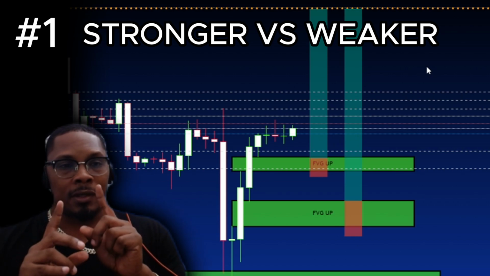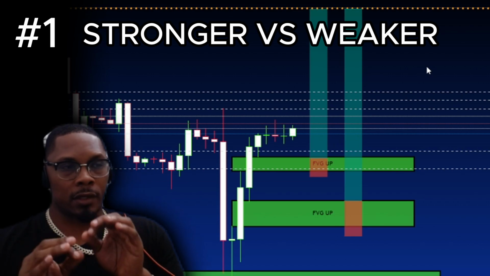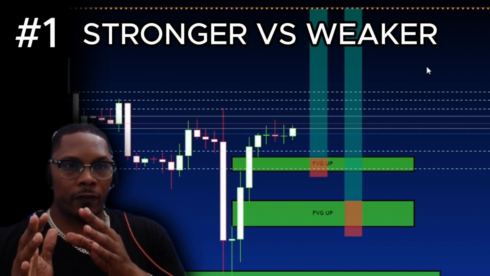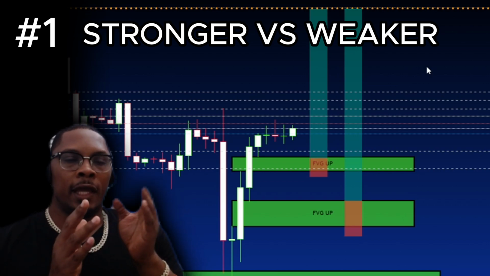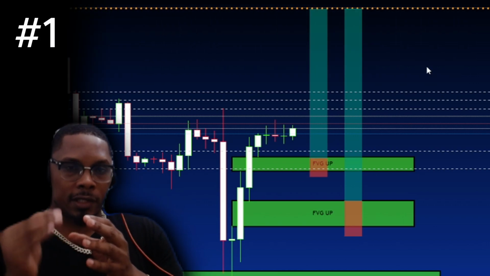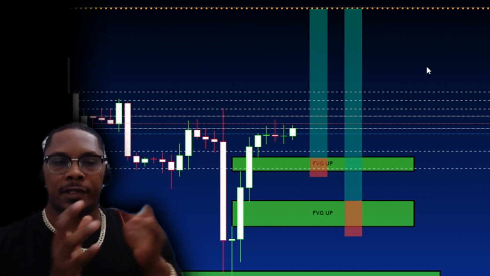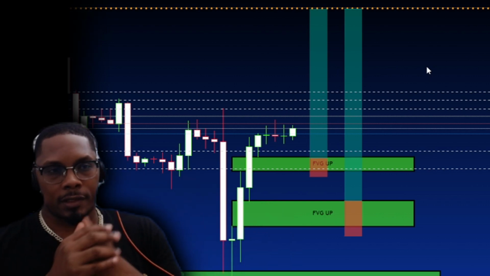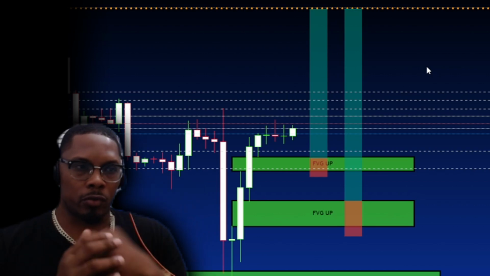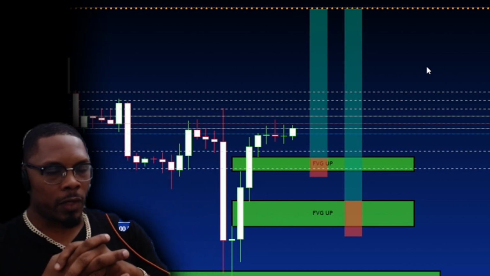Okay, now that's number one. So just understanding higher time frame fair value gaps are better, and the ones you want to use to enter a play versus the lower time frames, because the lower time frames are weaker. They can get blown through very, very easily, right?